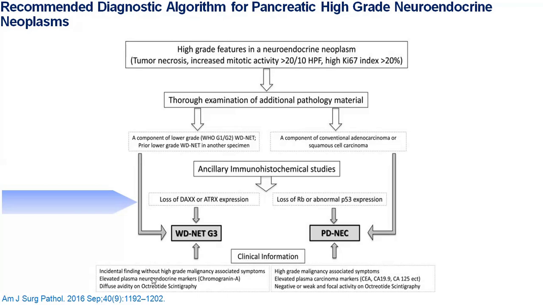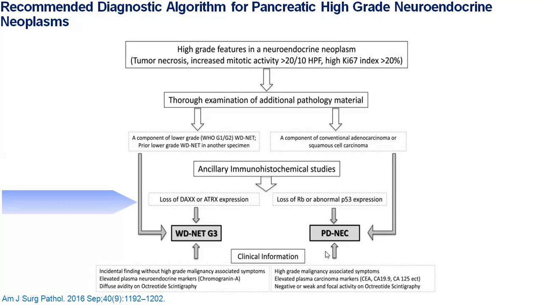So the neuroendocrine tumors are commonly an incidental finding without the high-grade malignancy associated with them, and they grow slowly and gradually, and they sometimes express elevated plasma neuroendocrine markers such as chromogranin A, and they show diffuse avidity on the octreotide scintigraphy because they express the somatostatin receptors.